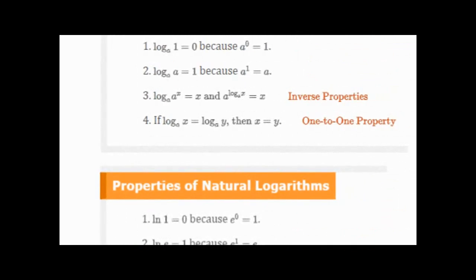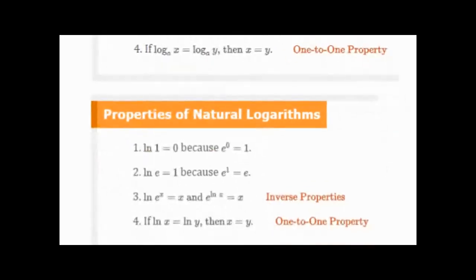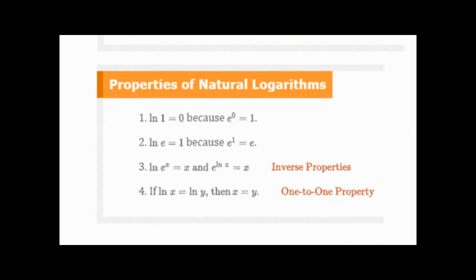Then we have the one-to-one property, which basically says if you have the log on both sides and it's the same base, then what's inside those logs or where you're taking the log of must also be equal. And that's the same thing we see here with the one-to-one property with the natural log. If the natural log of something equals the natural log of something else, then those inside portions need to also be equal.